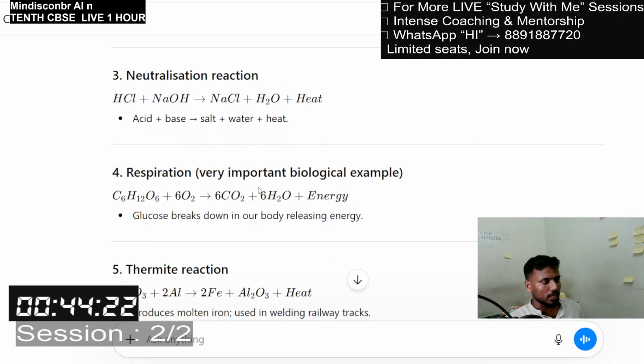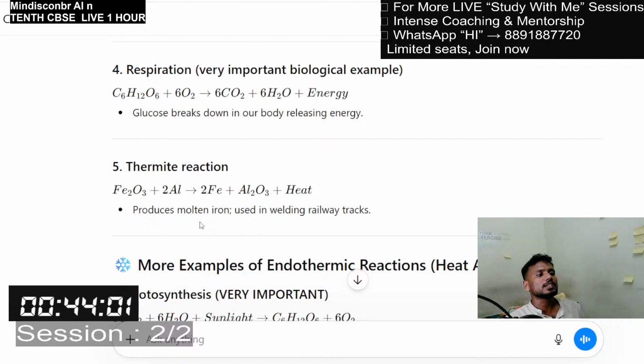Respiration, we have studied in the previous section. Respiration is also an example of an exothermic reaction. The equation for this is glucose, that is C6H12O6, plus 6O2 gives 6CO2 plus 6H2O plus energy. This energy is released, and it is also an example of an exothermic reaction. Then the thermite reaction produces a large amount of heat, hence it is used in melting railway lines: Fe2O3 plus 2Al gives 2Fe plus Al2O3 plus heat, producing molten iron used in welding railway tracks.